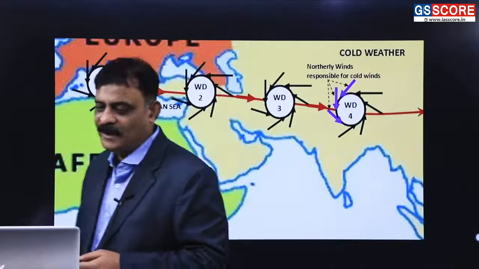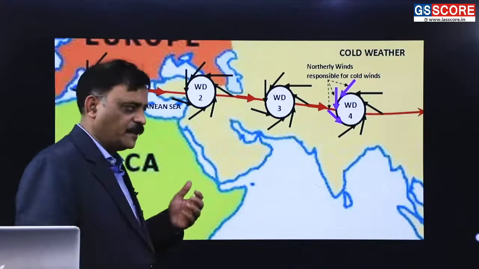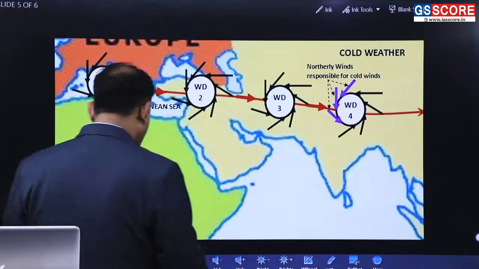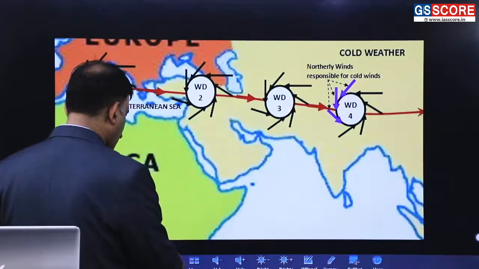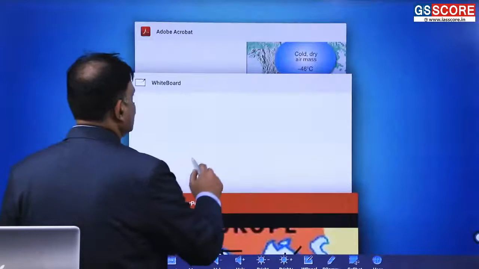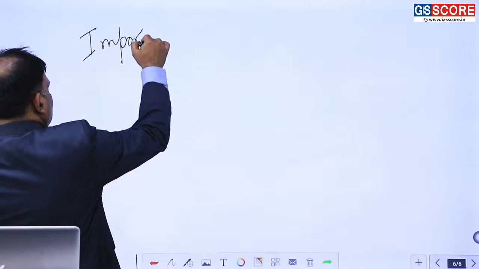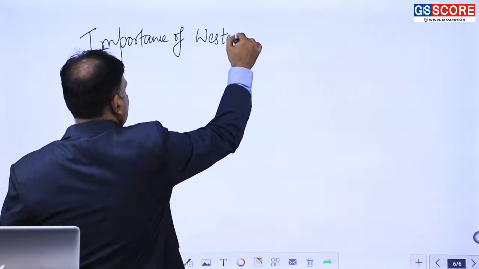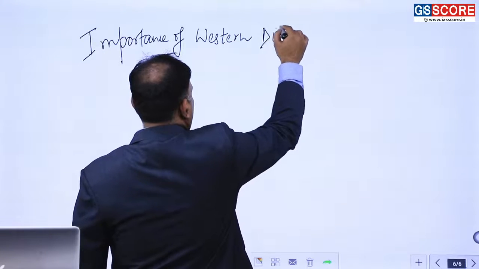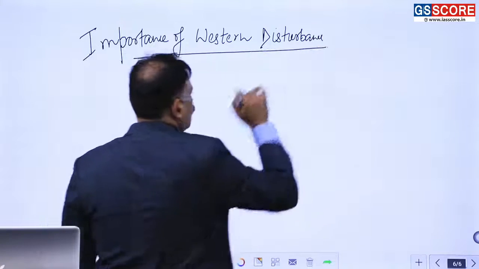That is also an important point, and it is very important that you keep these concepts in your mind so that the concept is clear. Okay. Now remember why we are discussing this topic. The topic is to be discussed because of the importance of western disturbances. Now we have already seen some basic concepts associated with western disturbances, but now we need to see the importance of western disturbances.